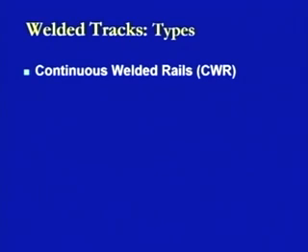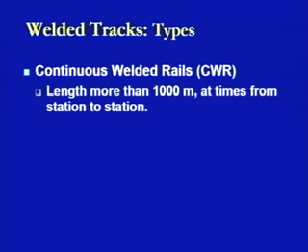Now, the higher category of LWR is termed as CWR, that is continuous welded rail section. This continuous welded rail section may be of a length more than 1000 meters, and at times it may be from one station to the other station.